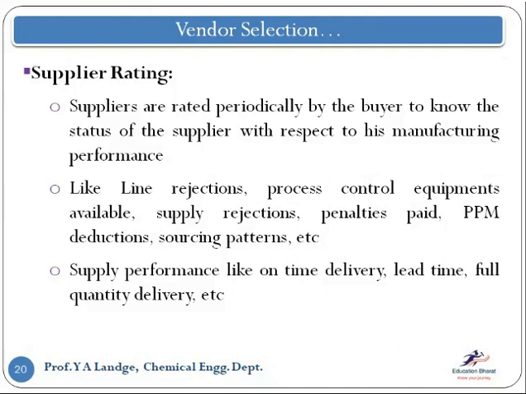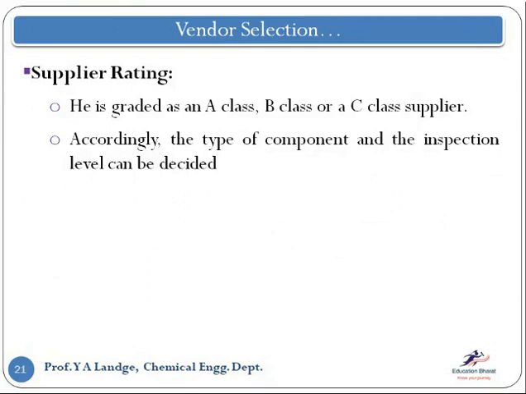So supply performance, like on-time delivery, lead time, full quantity delivery, and many more. So the rating depends on the product they are buying from the seller, and the supplier supplying the product to the manufacturer. Okay, so it depends on the time of delivery. This is very, very important to any industry. Time is very, very important. On-time delivery is important. Okay, so on that basis, they are classified.